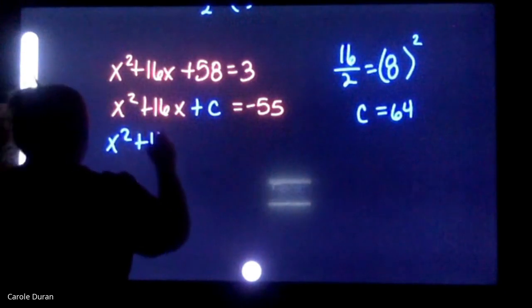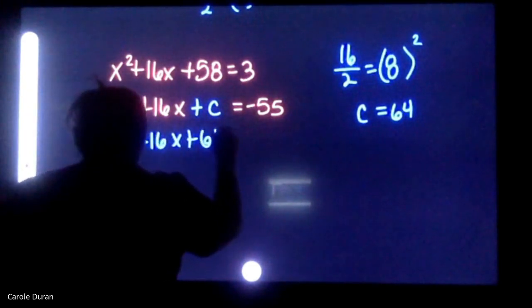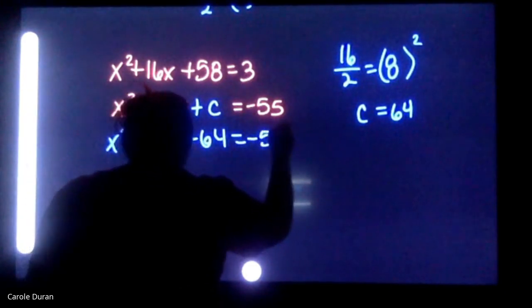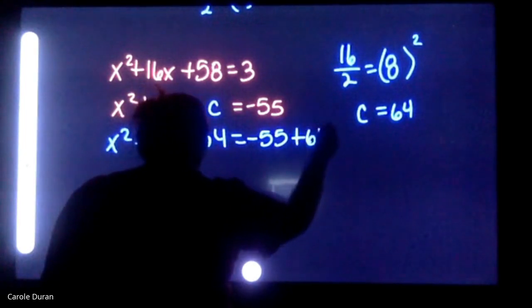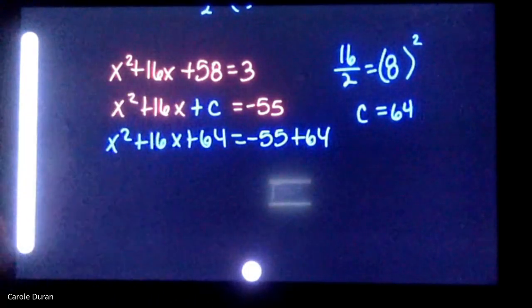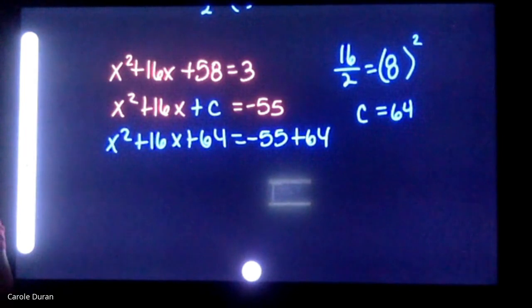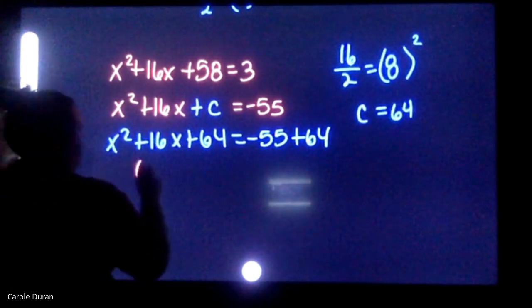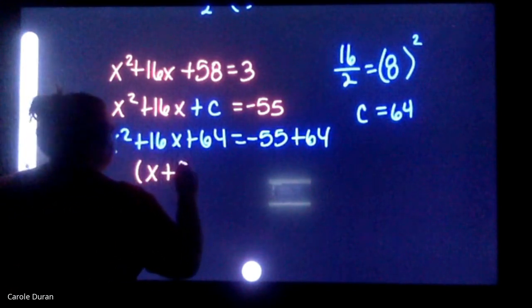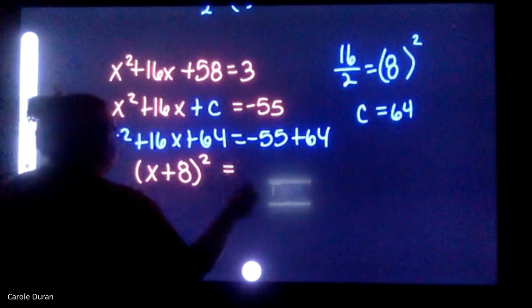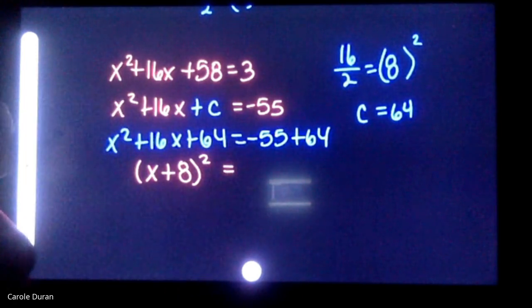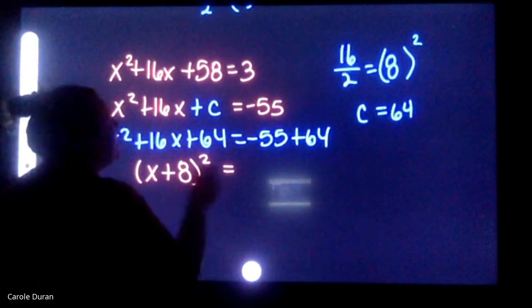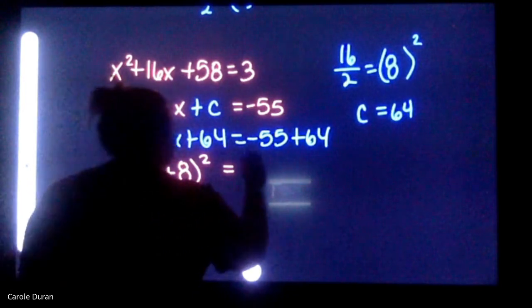What I do to one side of the equation, I also have to do to the other. So now I have to take the negative 55 and add 64 to it on the right-hand side. On the left, I have a beautiful quadratic that I know is going to reduce. When I factor it, I'm going to get x plus 8 times x plus 8, which I will rewrite as x plus 8 squared. And then equals negative 55 plus 64, which is a positive 9.